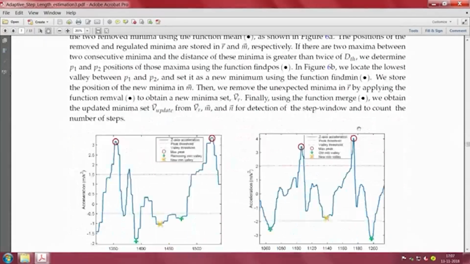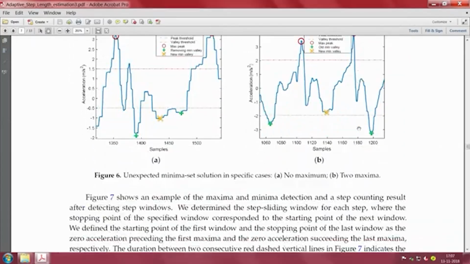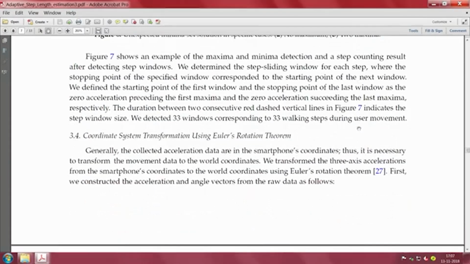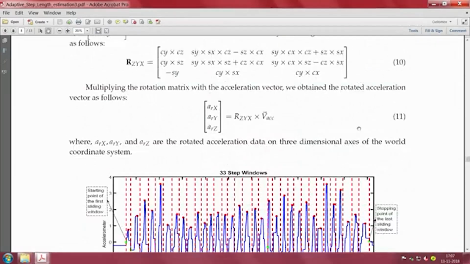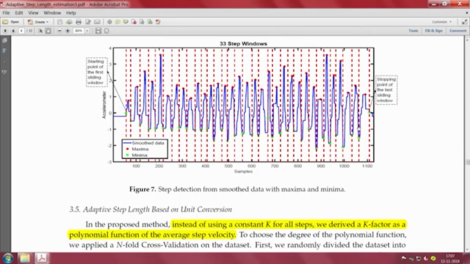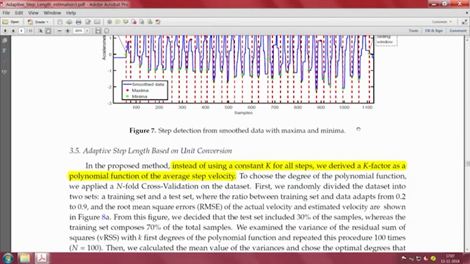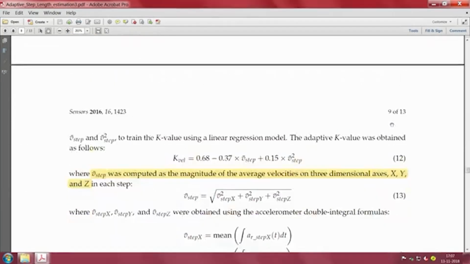So this paper goes on talking about their own method of trying to come up with how to estimate the stride length. In the adaptive stride length method, you have seen that value k in that Weinberg expression. Instead of using that constant k for all steps, they derive a k factor as a polynomial function of the average step velocity, and that is what this whole paper is all about.